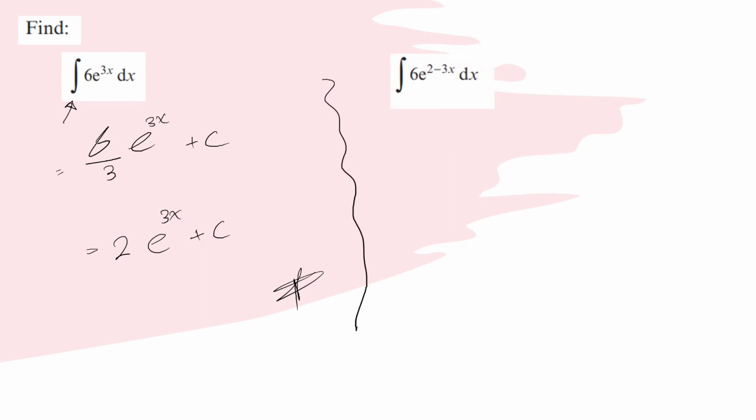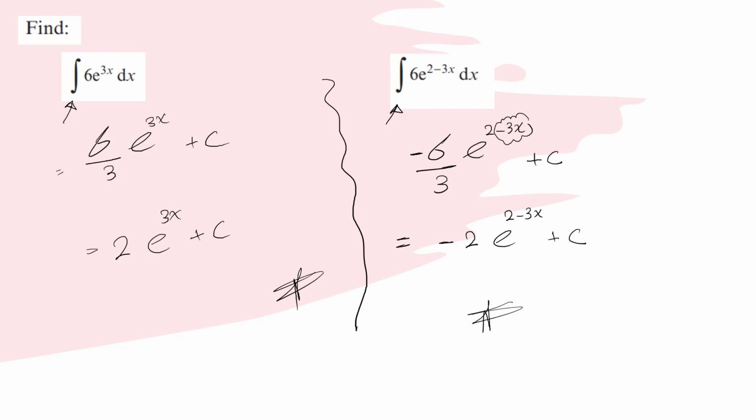Okay, step by step, here we have 6 e power 2 minus 3x. Same way, we will write the 6 here because it's not a function, so you can write it down. E power 2 minus 3x plus c, it's unlimited. Then we divide it by the differentiation of the power, which is negative 3. So 6 over negative 3 will be negative 2 e power 2 minus 3x plus c. That's it.